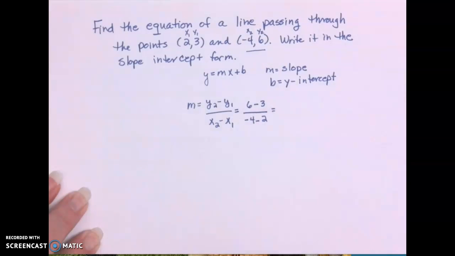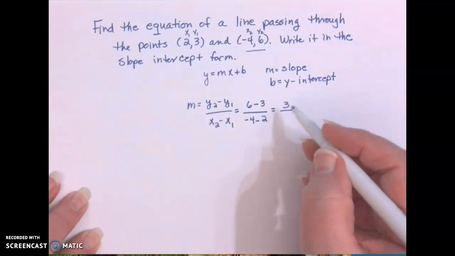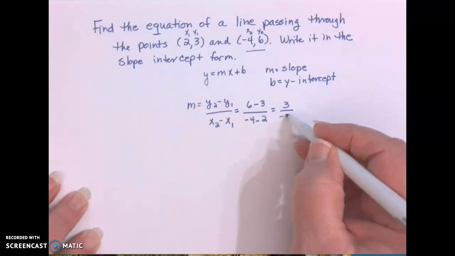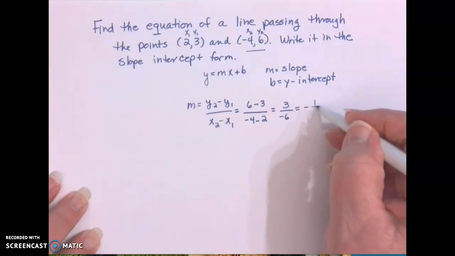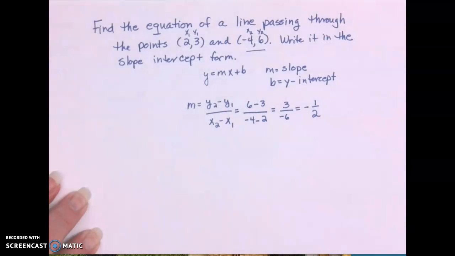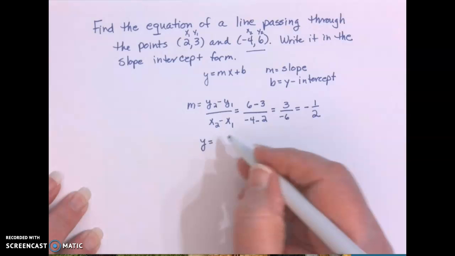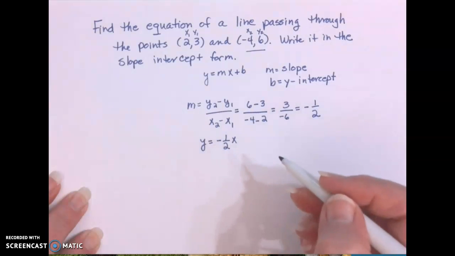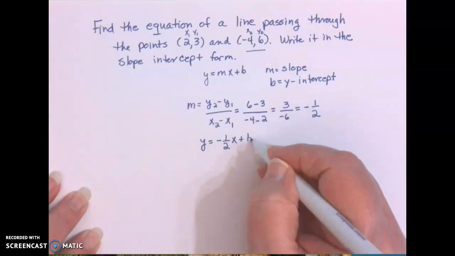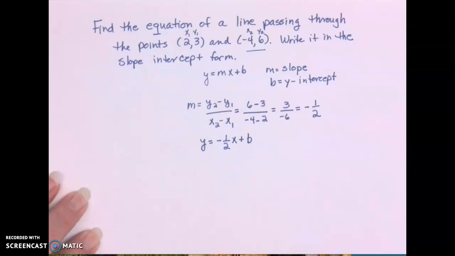So now simplify our fraction. 6 subtract 3 gives us a 3, and negative 4 plus negative 2 gives us negative 6. And when we simplify this, we have negative 1/2 as our slope. So let's fill in what we have so far. Now we know that the equation of this line is y equals negative 1/2, since that's our slope, times x plus the y-intercept. But we don't have the y-intercept.